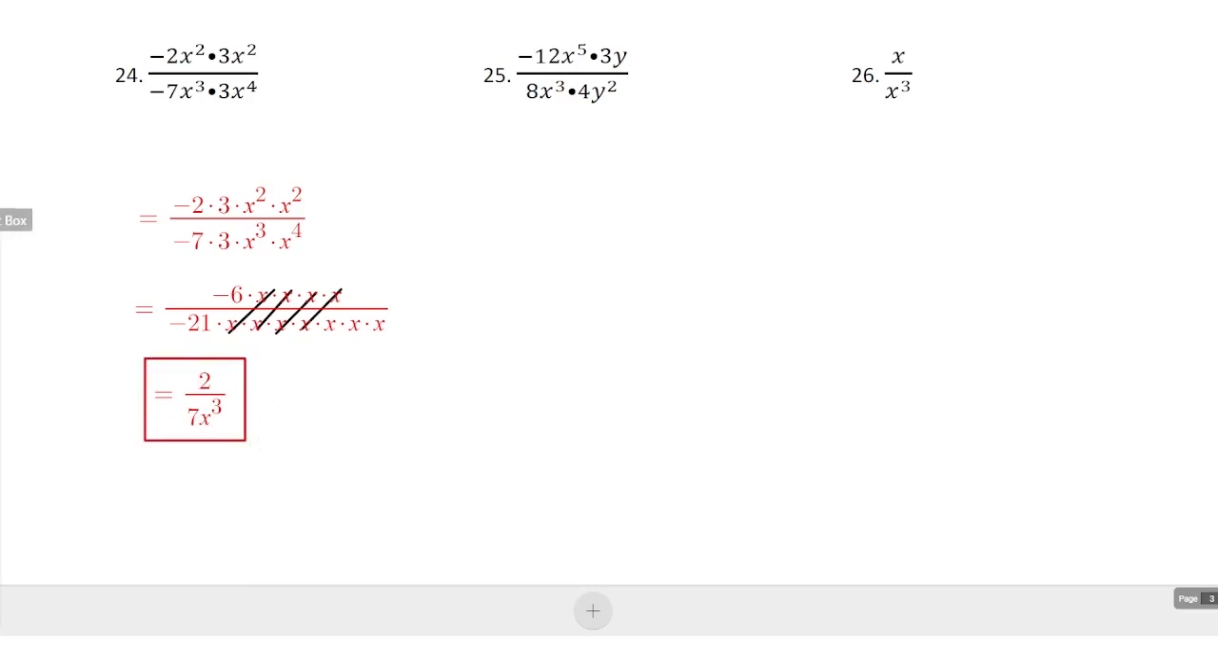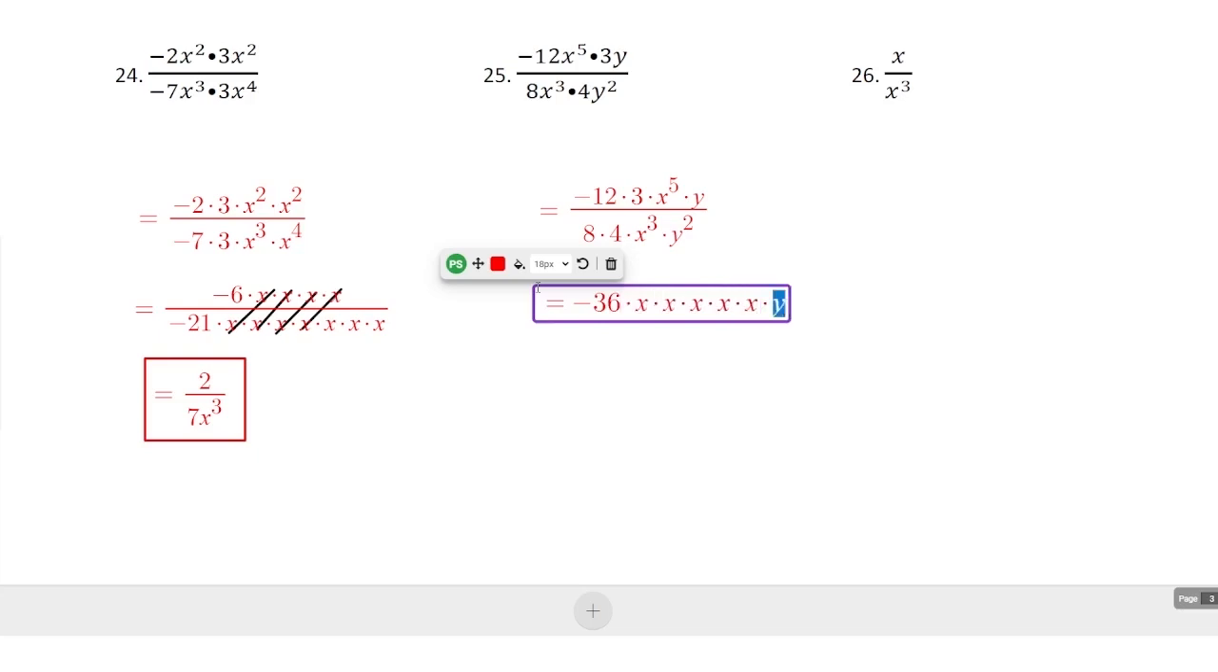Number 25. We're going to start by regrouping. Negative 12 times 3 times x to the 5th times y all over 8 times 4 times x cubed times y squared. Now, negative 12 times 3 is going to be negative 36. And then I've got 5 x's, 1 y. In the denominator, 8 times 4 is going to be 32. And I've got 3 x's, 2 y's.